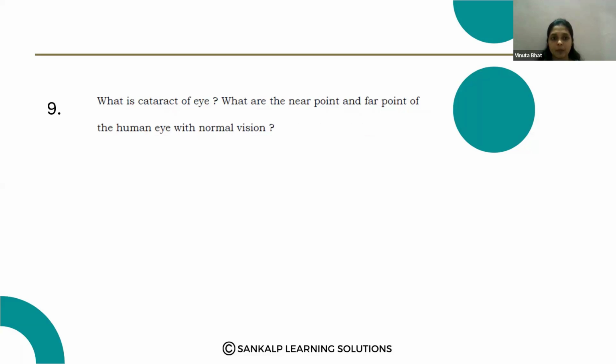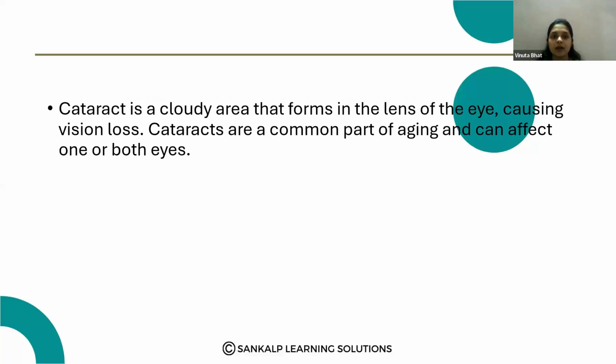Next question. What is cataract of eye? What are the near point and far point of the human eye with normal vision? Cataract is the cloudy area that forms in the lens of eye causing vision loss. Cataracts are a common part of aging and can affect one or both the eyes.